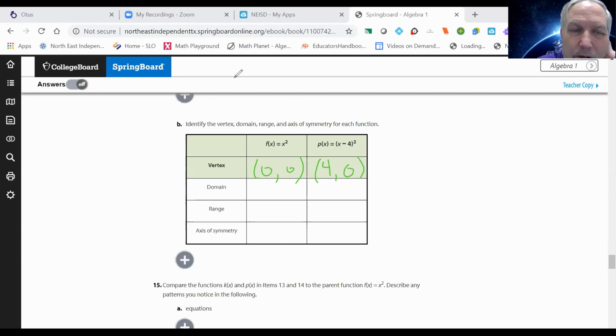Okay, the domain again is all real values of x. The range, again, is from your minimum up. Your minimums are both sitting at 0 because your y values are zeros. And so it's going to be y is greater than or equal to 0. And then, of course, the axis of symmetry is going to be whatever the x value is. So it's x is equal to 0 and x is equal to 4.